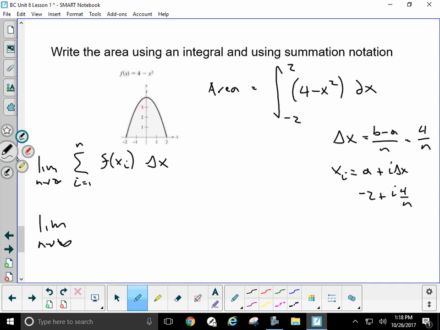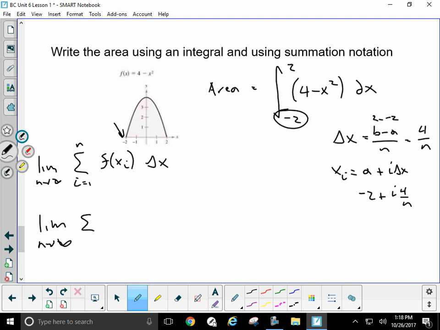Question? A is negative 2, starting at negative 2. That's A. No, so it's B minus A. 2 minus negative 2. Positive 4 over n. You start with B. B minus A. B minus A.